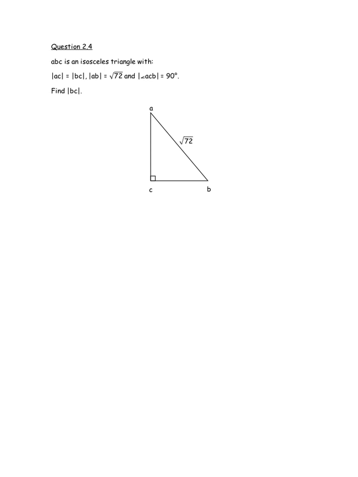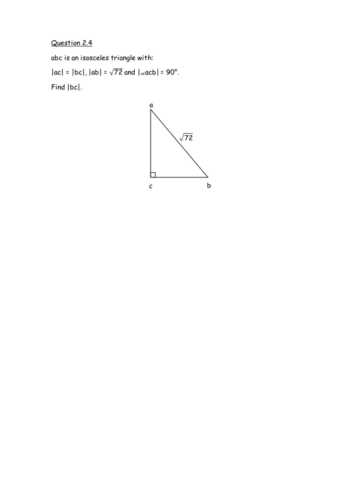Now, in maths, when we need to find something, we always label it as X. So in this question, I'm going to label BC as X. But BC is also the same length as AC. Now, I know that looking at this triangle, they don't look the same length, but they have told us that they're the same length, so we must label them as the same thing.